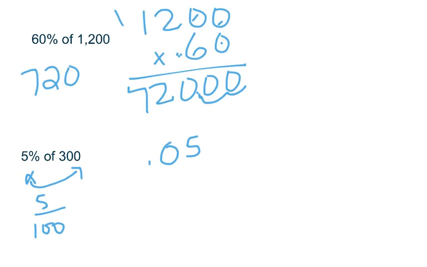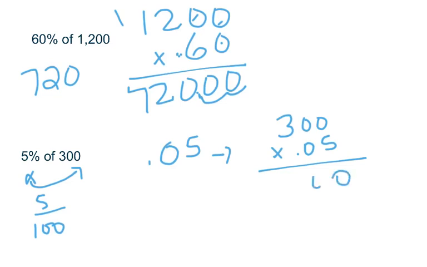So what I'm going to do now is I'm going to multiply 0.05 times 300. So I'm going to put 300 here times 0.05. And here we go. 5 times 0, I have 2 of them, so I'm going to put 2 zeros here. 5 times 3 is 15. Now I'm not going to go ahead and multiply the second row because the second row is nothing but zeros.